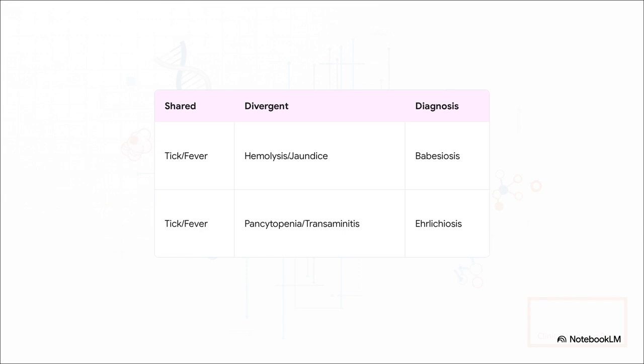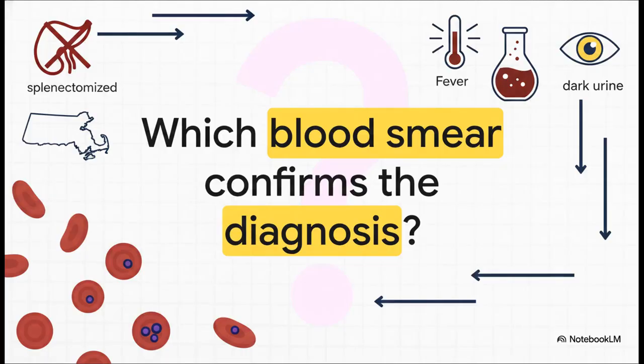Picture this shared presentation: a patient from the Northeast or Midwest with tick exposure, fever, malaise, and myalgias. Now, what's the divergent variable? If their labs show hemolytic anemia and jaundice, your diagnosis is strictly babesiosis. But if the labs demonstrate severe pancytopenia and transaminitis without hemolysis, you're definitively looking at ehrlichiosis. Let's test this with an integrated assessment vignette.